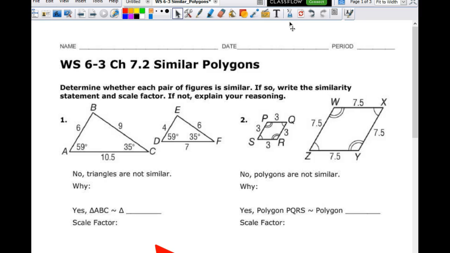Okay. So in order to prove something similar, you need to do two different things. First thing is you need to prove that's the same shape. In order to prove that's the same shape, you have to have the same angles. If it has all the same angles, then the shapes are going to be the same.